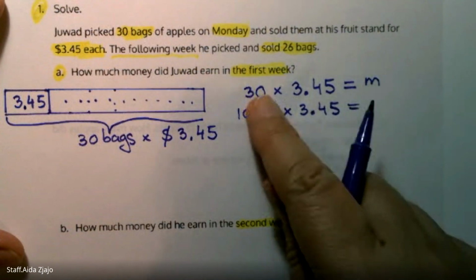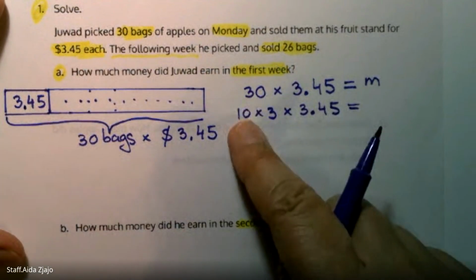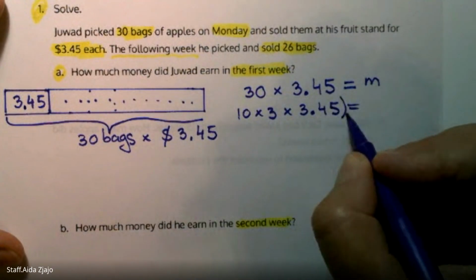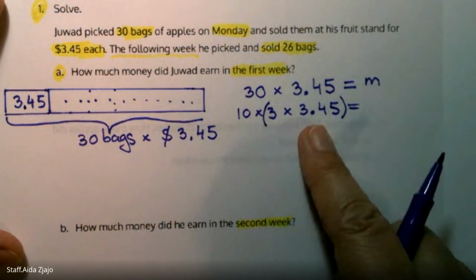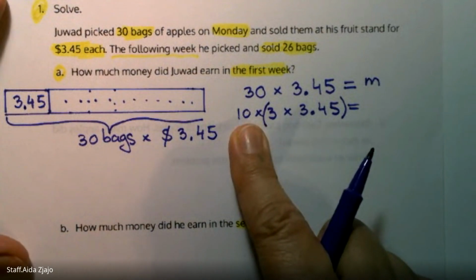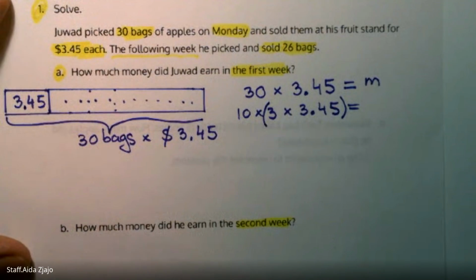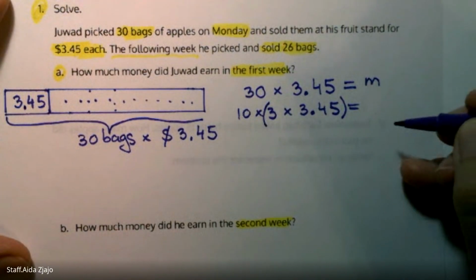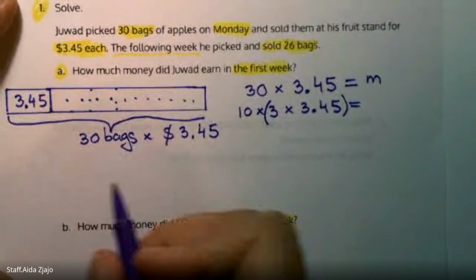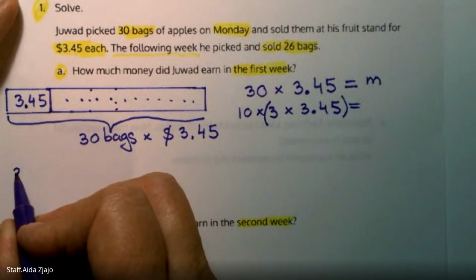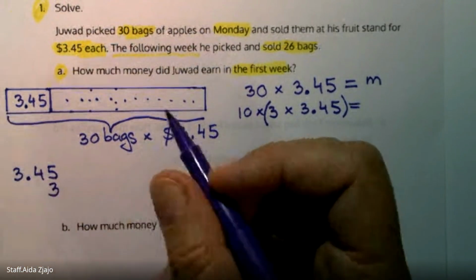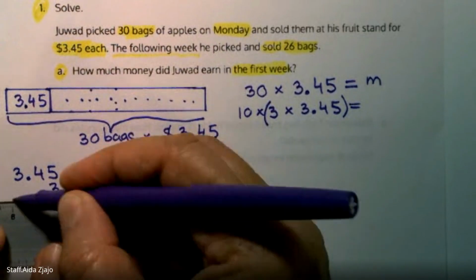That will work when I decompose 30 into 10 times 3, which is 30. I can use the associative property and do 3 groups of $3.45, and then I will multiply by 10, so the number will grow 10 times. If you don't know how to do it another way, you can do $3.45 times 3 with the standard algorithm as well.